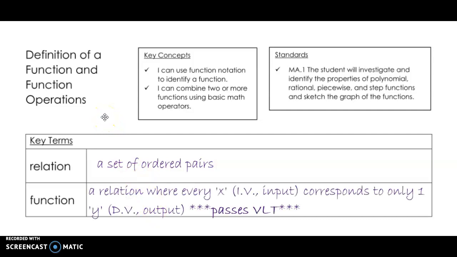A function is a specific type of relation where every x, which is also known as an independent variable or an input, corresponds to only one y value, or dependent variable or output. A way to think about this graphically is that it passes the vertical line test. If you remember, the vertical line test is if we scanned a vertical line across our entire graph, it would only touch our function in one place at one time. That means for every x value, and the x is our vertical line, it's only touching one y value.